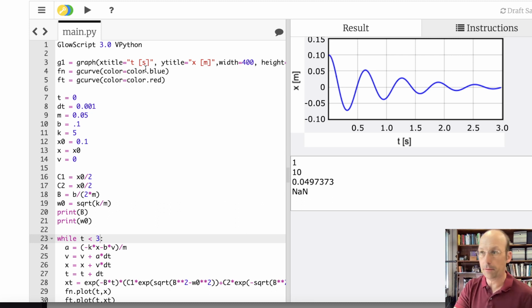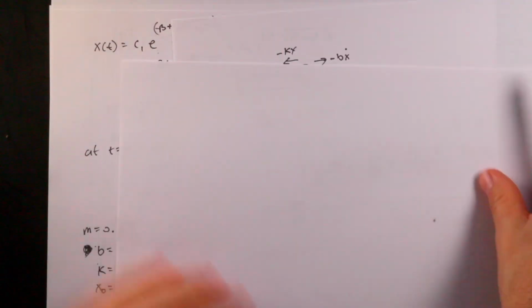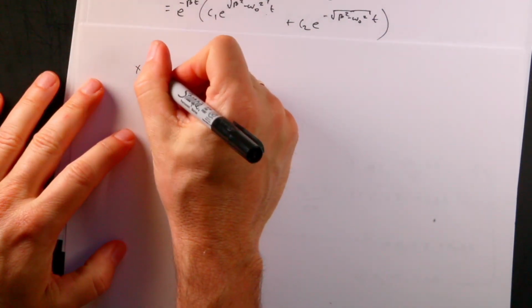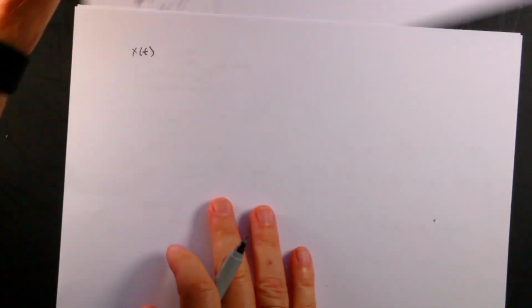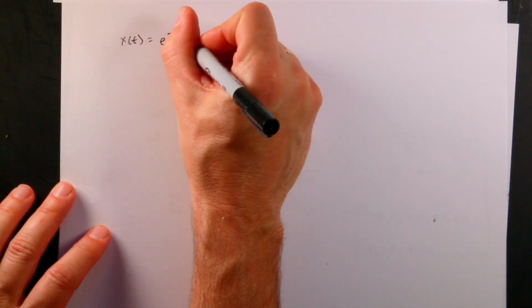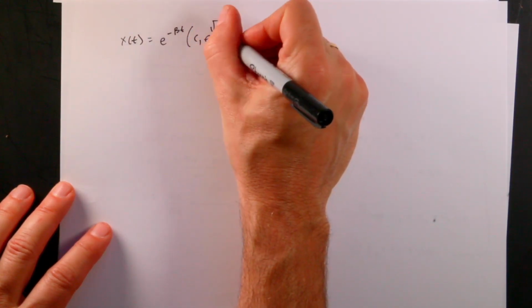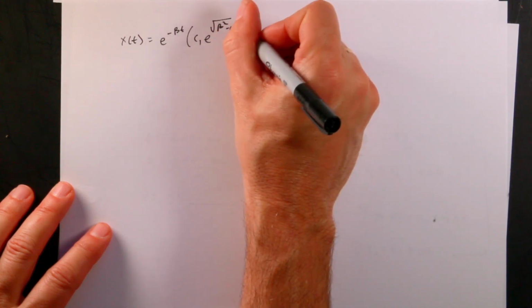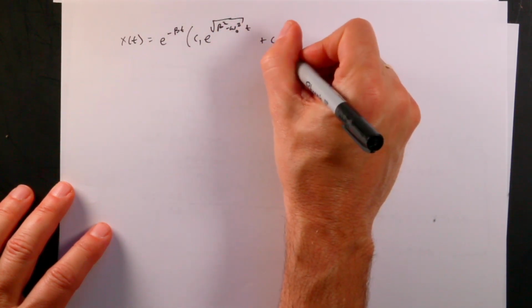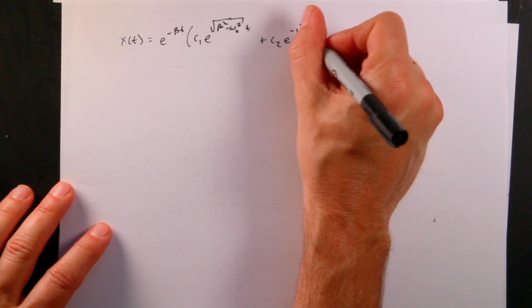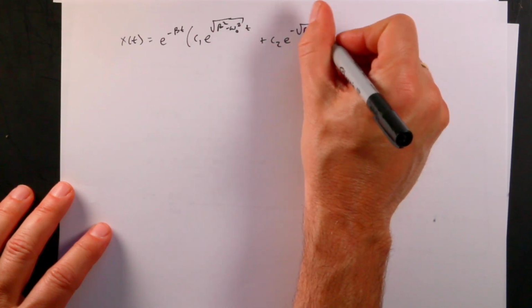Okay, going to paper. So here is my solution. I have x of t equals e to the negative beta t times c1 e to the square root of beta squared minus omega naught squared times t plus c2 e to the negative square root of beta squared minus omega naught squared t.